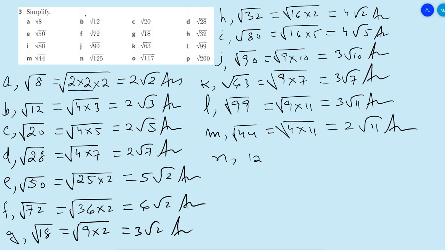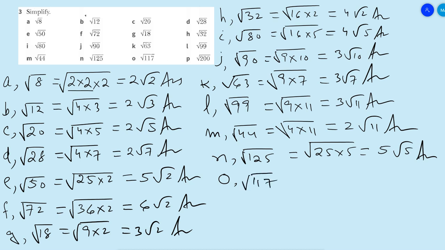N. 125. 125 can be written 25 into 5. 25 fives are 125. The square root of 25 is 5, so 5 root 5 is the answer. O. Part O is 117. 117 can be written... I will check from the calculator. Yes, 117 can be written 9 into 13. The square root of 9 is 3. Answer is 3 root 13.